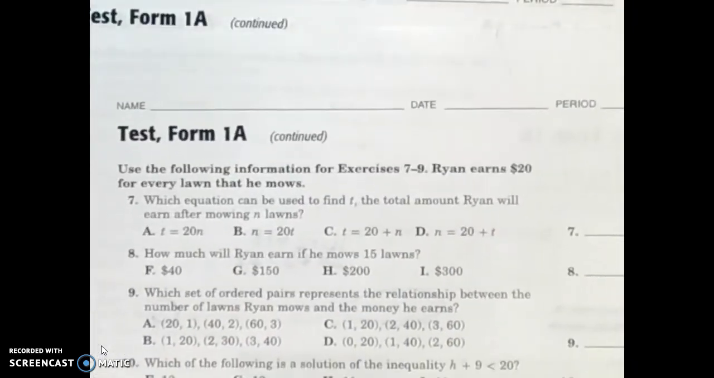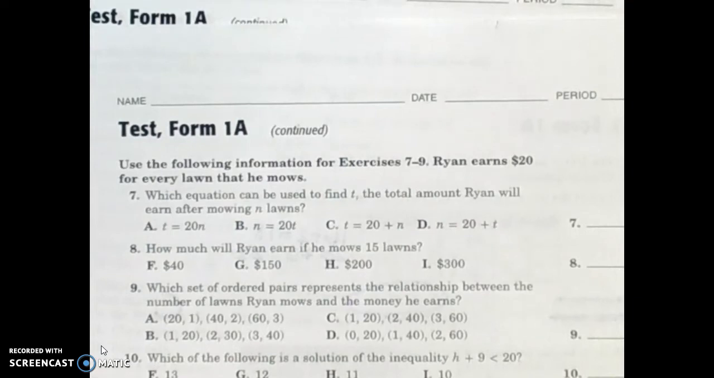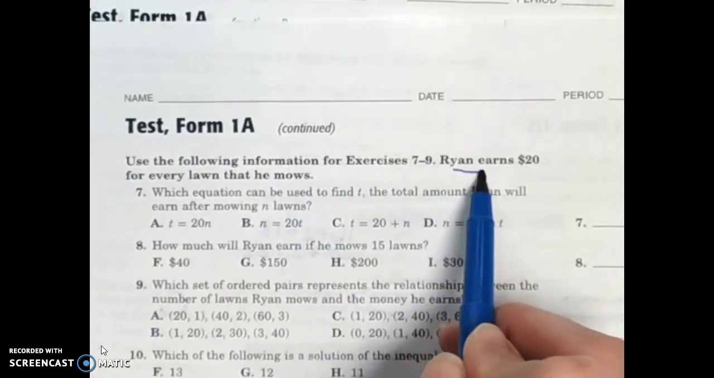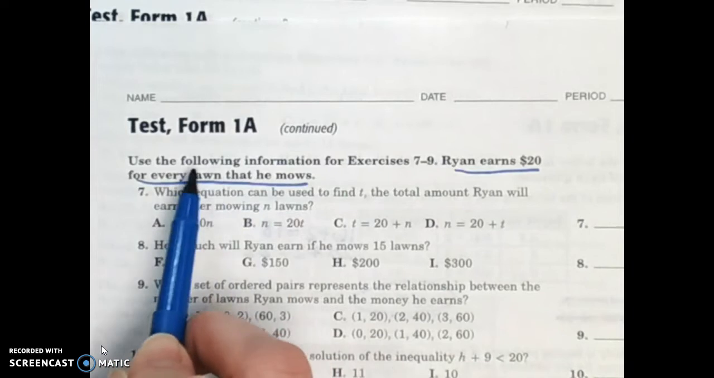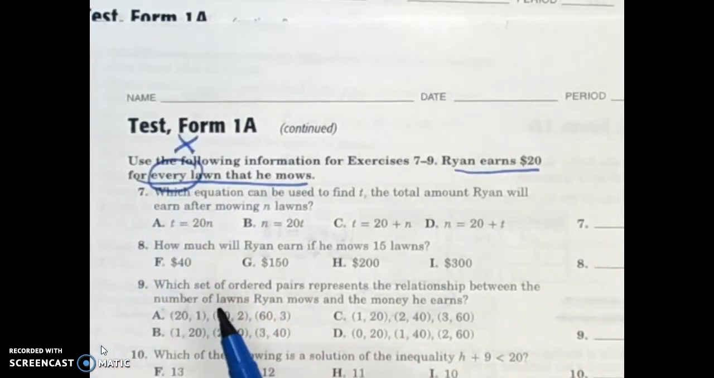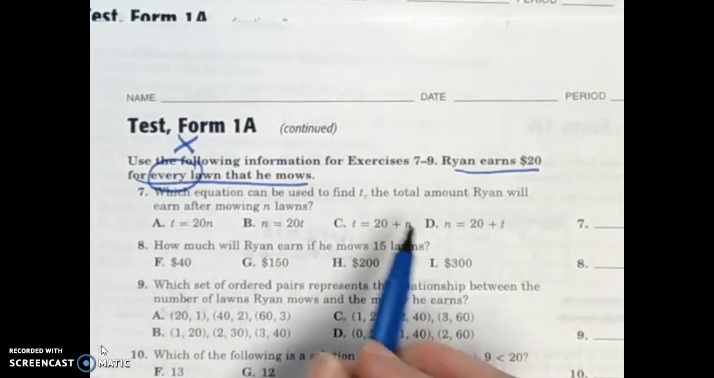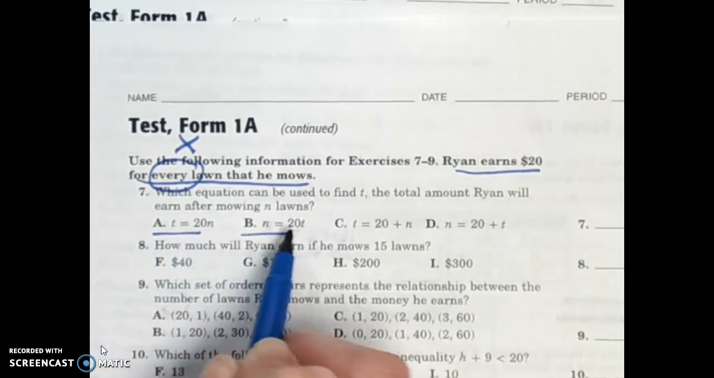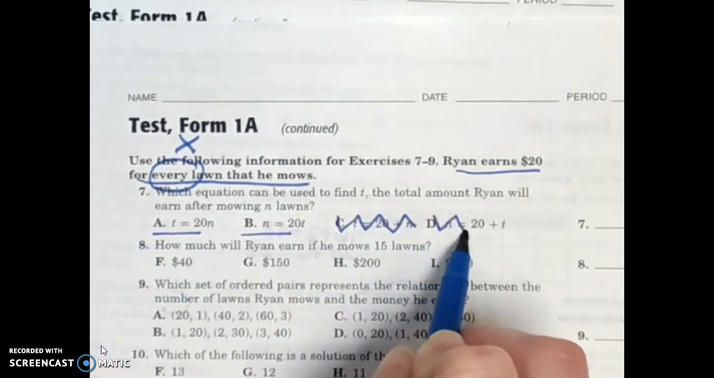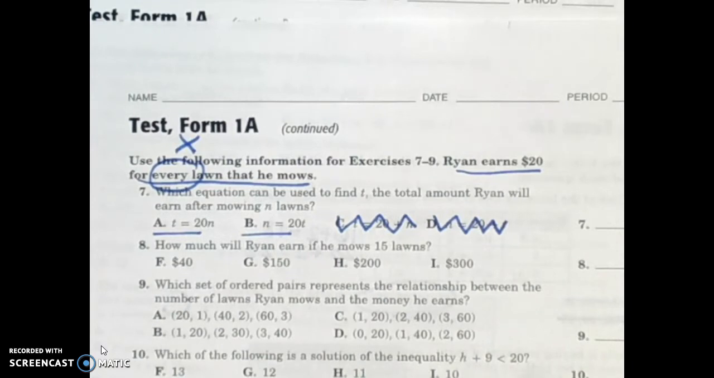Number 7. We need to make sure we read this first. Ryan earns $20 for every lawn. Every means multiplication. So if we're looking through here, I'm narrowing it down to A and B with multiplication. C and D do not have multiplication, so they can go away.